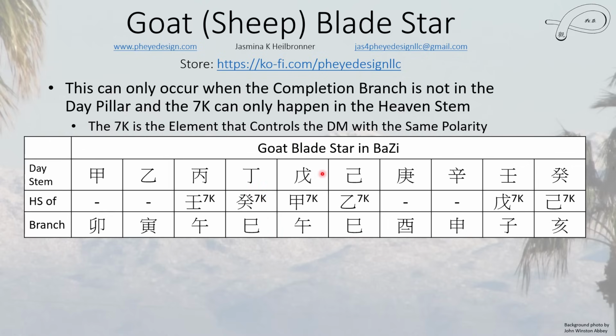Now, of course, we're changing to a different element in the day master, so this won't be water. It'll change to wood. So for a yang earth day master, a wood horse is here. And actually, this is my husband. He does have this star. I was incorrect. Yes, I do know someone that has this.